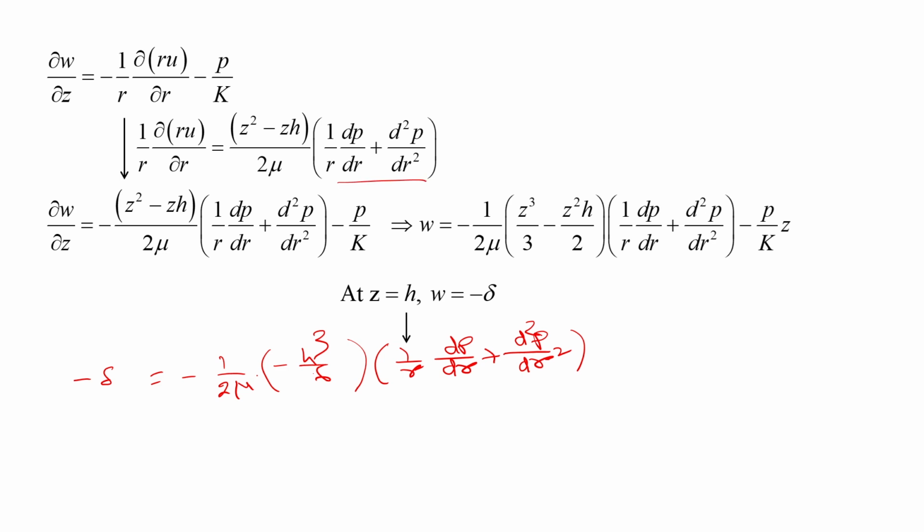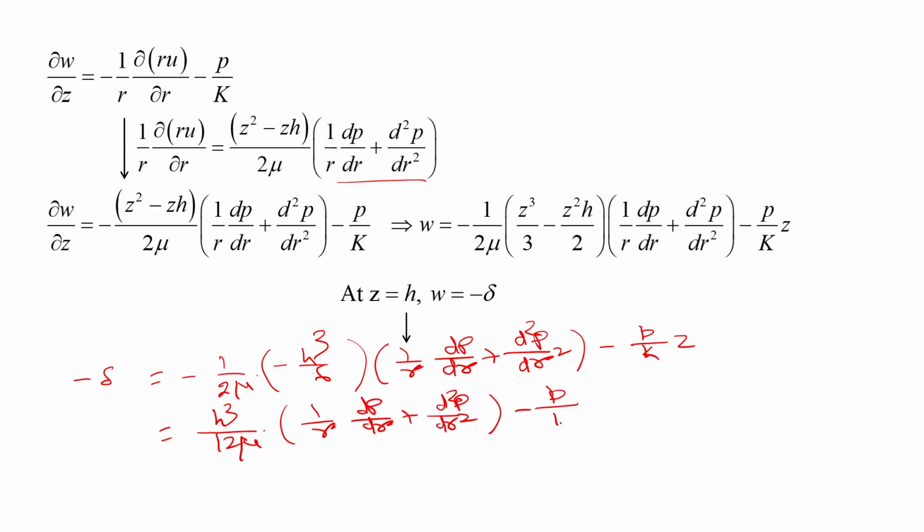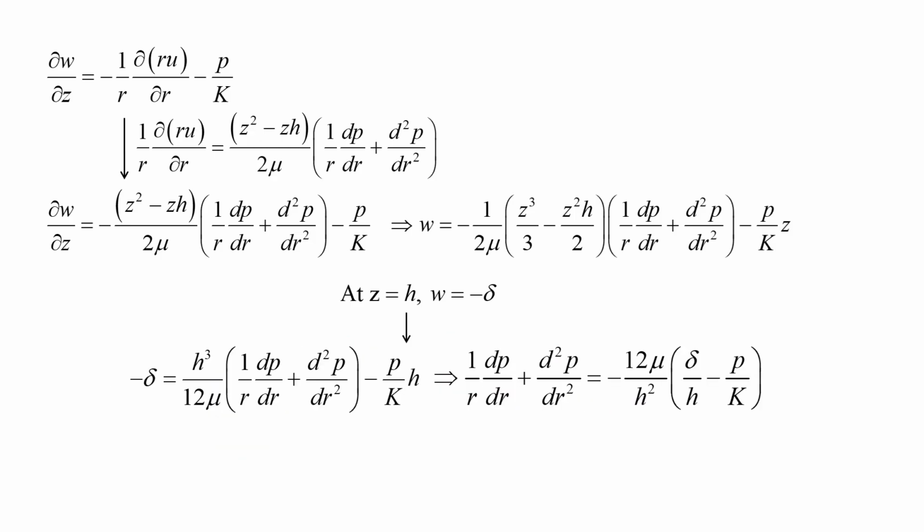So, I have written it like this, minus p by k into z. So far so good. Now this term will be equal to h cube by 12 mu, into 1 by r dp by dr plus d square p by dr square, and minus p by k into z. So, this is okay.